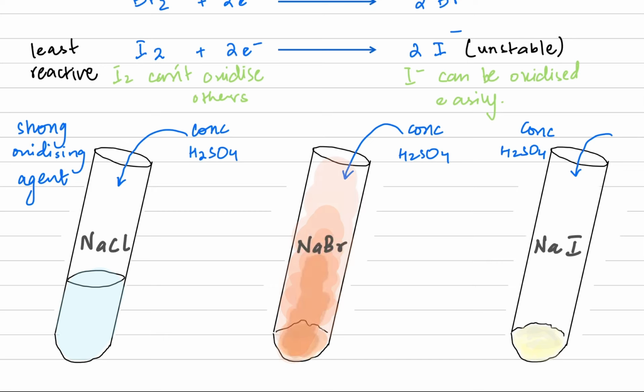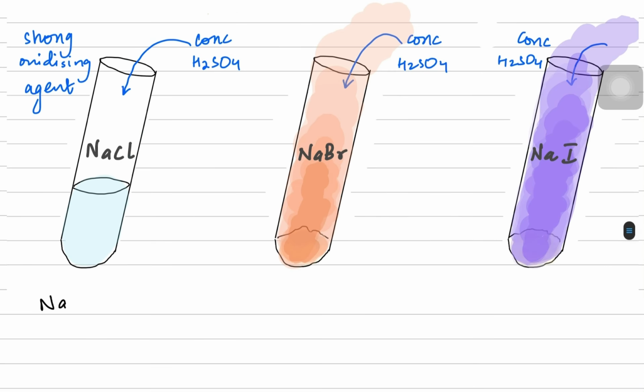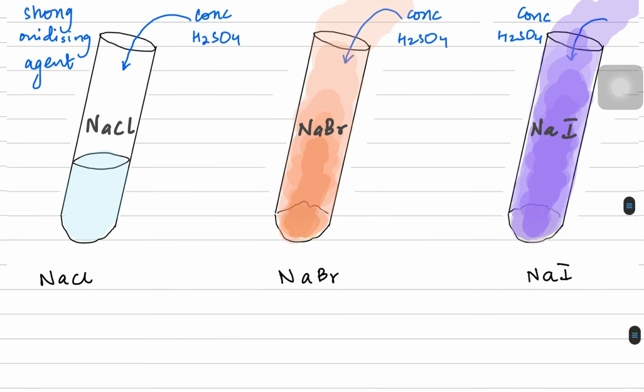With sodium bromide, you can expect strong red-brown fumes coming out, and in sodium iodide, you can expect violet fumes coming out really vigorously. So sodium chloride, bromide and iodide have responded differently. Let's understand the chemistry behind that.